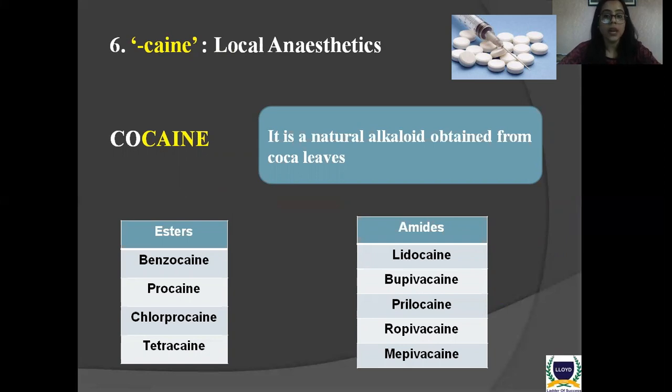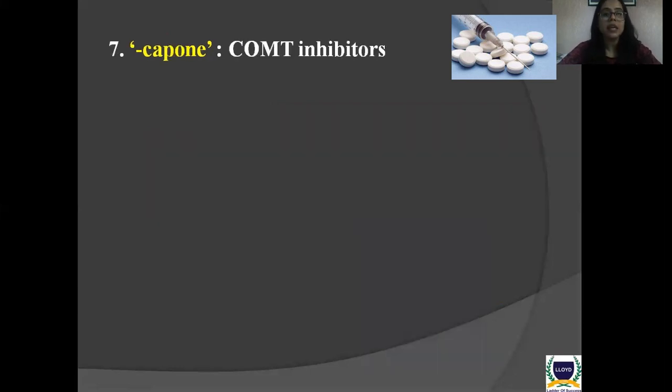Ester linkage of local anesthetics includes the drugs benzocaine, procaine, chloroprocaine, and tetracaine. Amide includes the drugs lidocaine, bupivacaine, prilocaine, ropivacaine, and mepivacaine. So the esters and amides both have the same suffix, that is caine, which indicates that they are local anesthetics. Whether the drug has the ester linkage or amide linkage, it has the same suffix, the caine. Next suffix is capone.